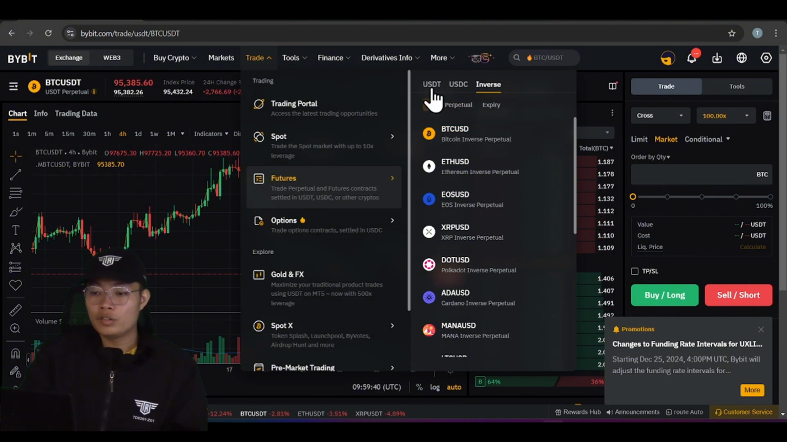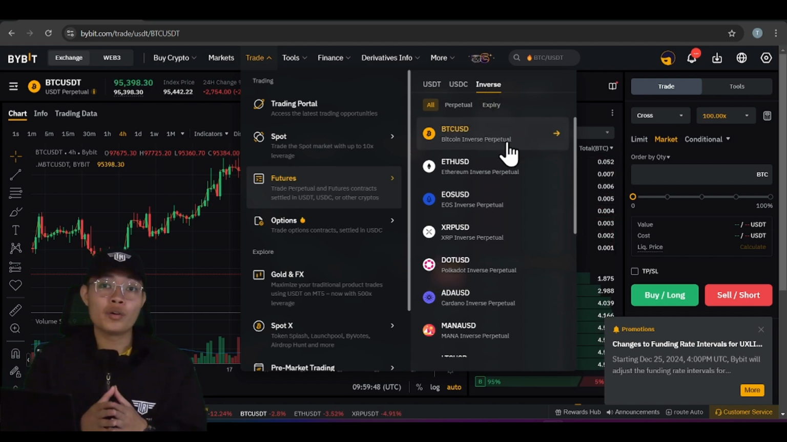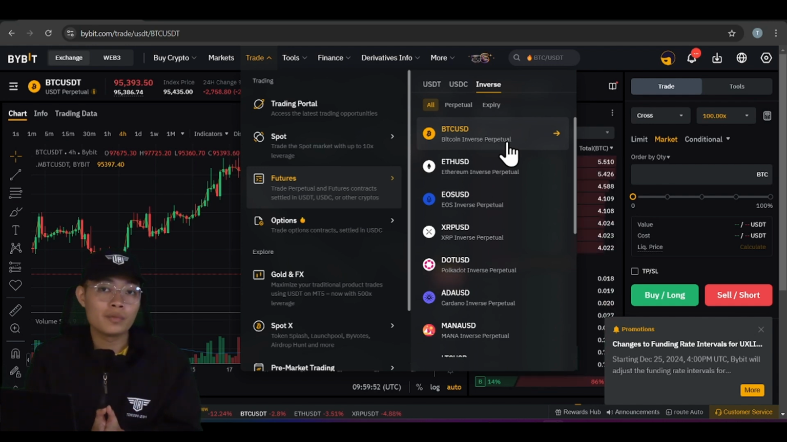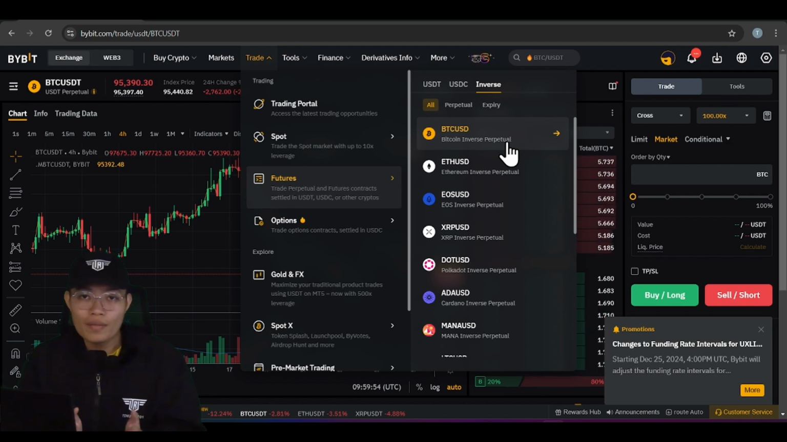So they got three types: USDT, USDC, and inverse. And all these are actually perpetuals, meaning that there is no expiry date. You can open the contract as long as you want, and when you decide to close them, then you close them.